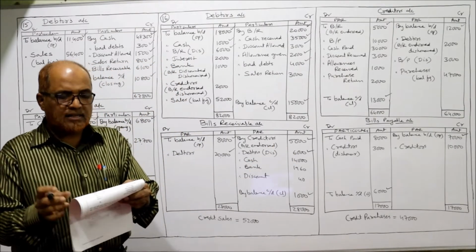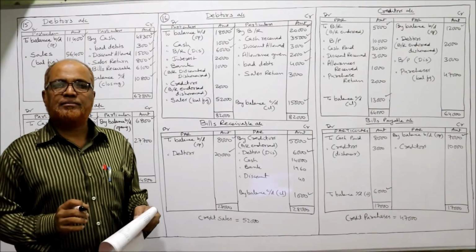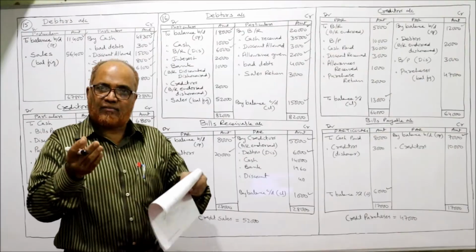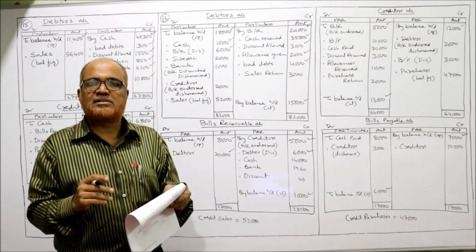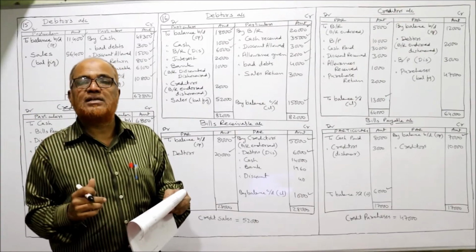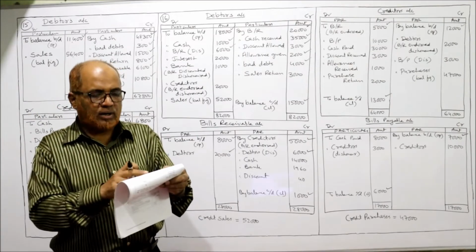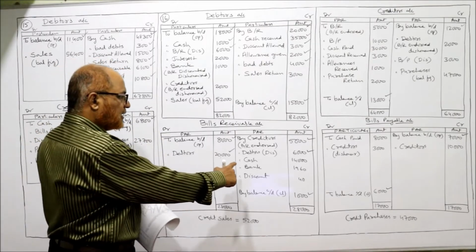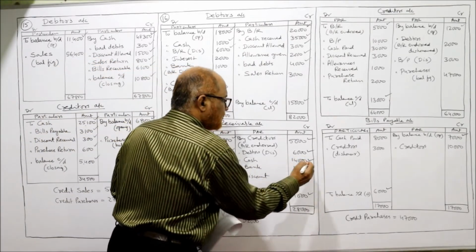Next, bills receivable honored by customers. That means we have received the cash on bills receivable. So the entry will be cash account debtor to bills receivable, 14,000. So bills receivable should be credited by cash, 14,000.